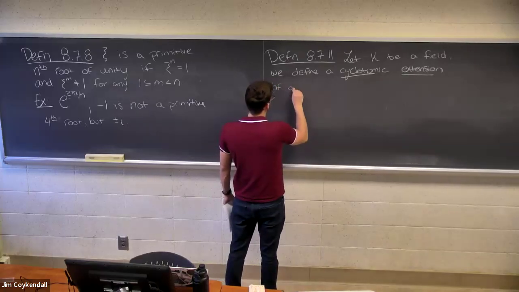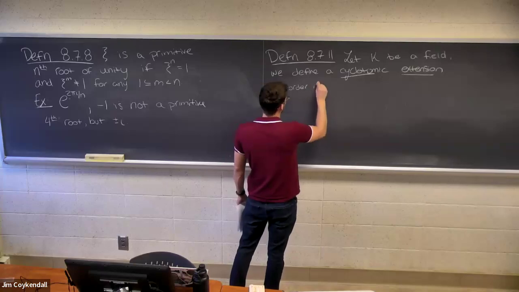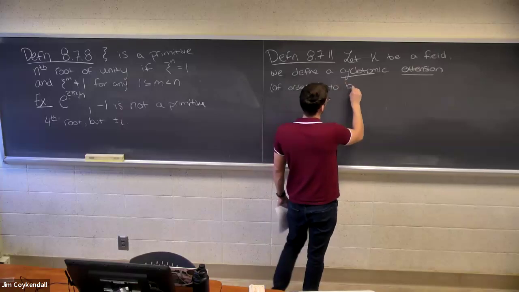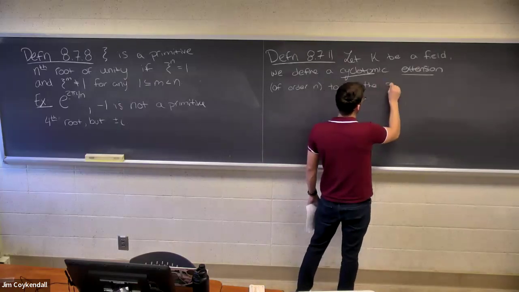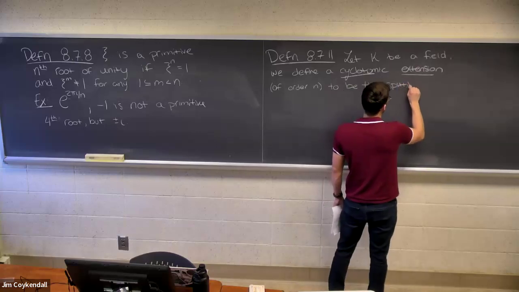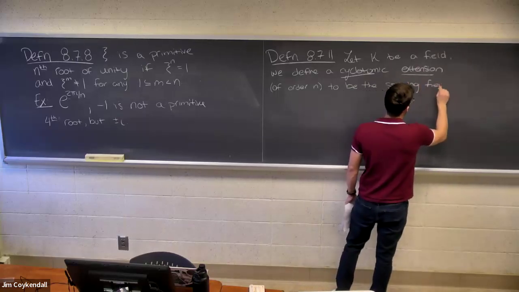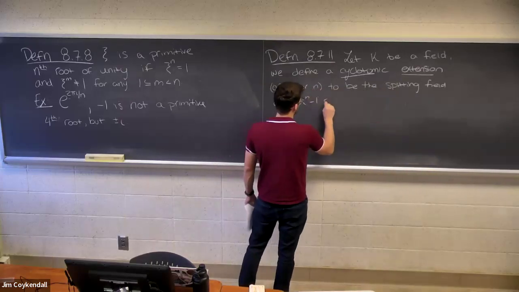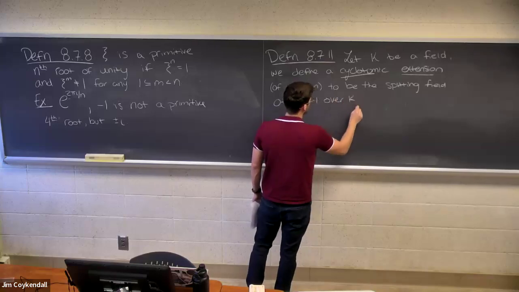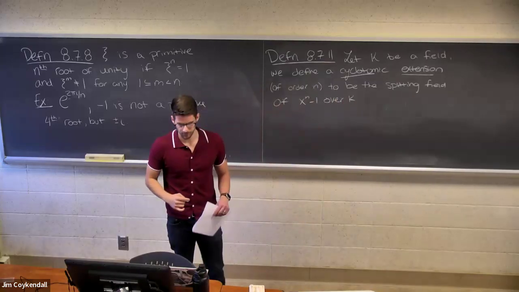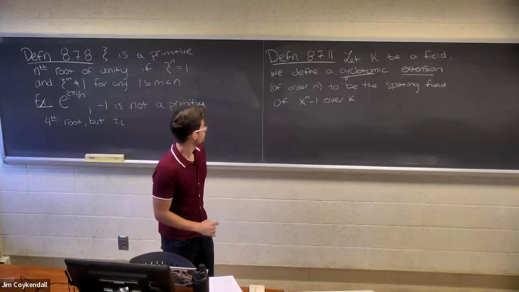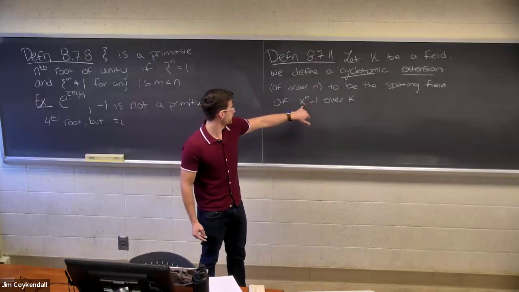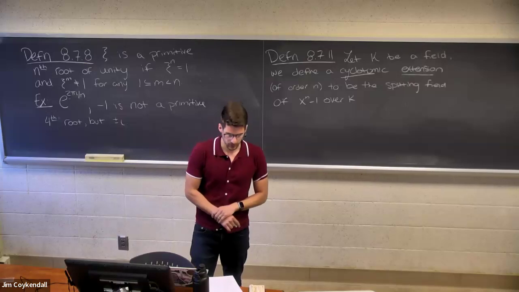of order n to be the splitting field of the polynomial x to the n minus 1. So you guys are good with all these definitions, right? The splitting field is the smallest field K that contains all the roots of this polynomial.